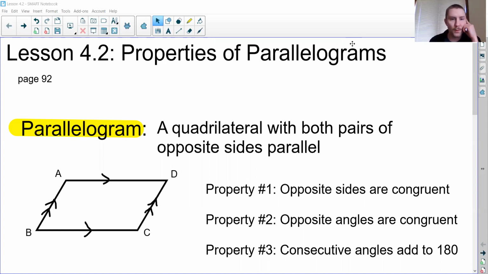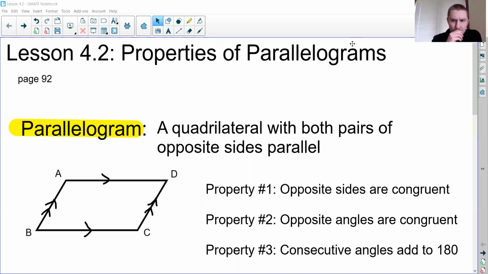Today we're going to start our more specific discussion on different polygons, specifically four-sided polygons, which we call quadrilaterals. And we're going to start today with the most basic special quadrilateral, which is something called a parallelogram.